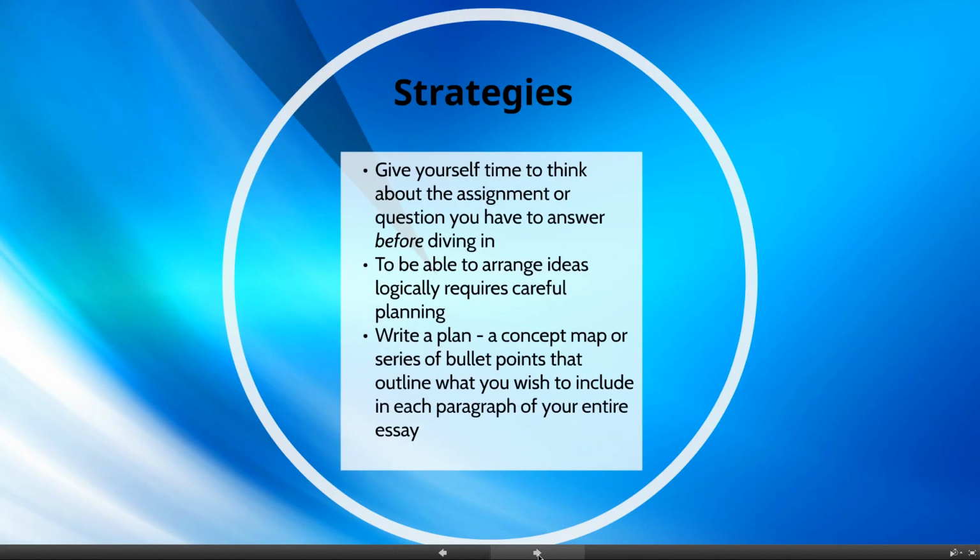So, some further strategies. Do give yourself lots and lots of time to think about the assignment or the question you have to answer before diving in. You're going to have to be able to arrange your ideas logically to do well at Pick 1. And to do that, you'll need to both research and plan. So do write a plan, a concept map, or maybe a series of bullet points that outline what you wish to include in each paragraph of your essay. And what you include will be driven by your research.